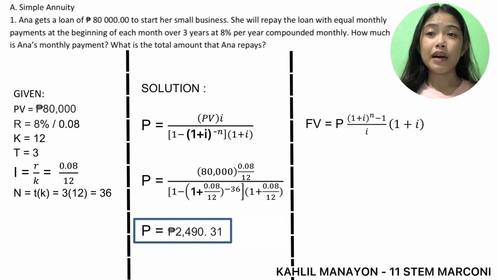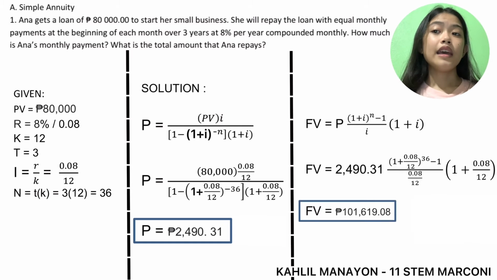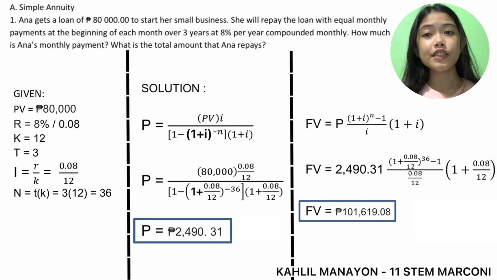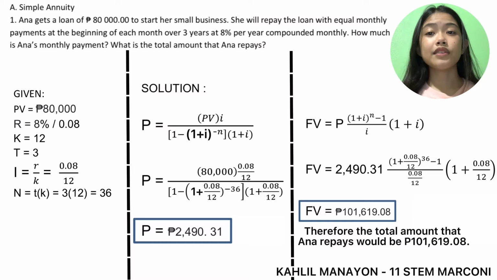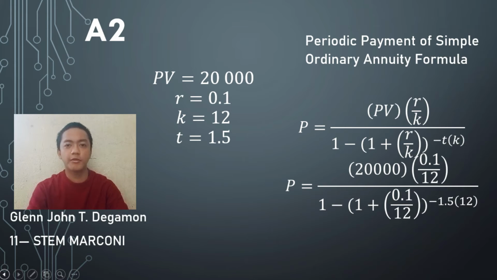And to compute the total amount that Anna repays, we are going to use the formula FV, or future value, is equal to P multiplied by the quantity 1 plus I raised to the power of n minus 1 over I, multiplied by quantity 1 plus I. Input our values and calculate. Our final answer would be 101,619.08.